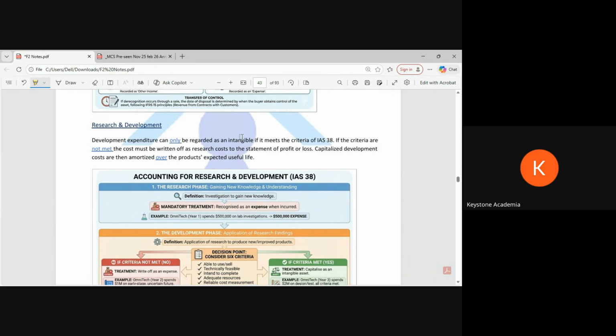Development expenditure can only be regarded as intangible if it meets the criteria of IAS 38. If the criteria are not met, the cost must be written off as research cost, as I said at the start, as an expense in the P&L, profit or loss. Capitalized development costs are then amortized over the product's expected useful life.